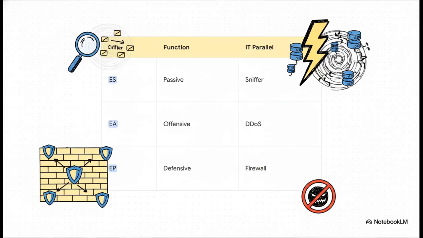So let's just lay it all out. Electronic support is your passive packet sniffer. Electronic attack is your offensive DDoS or spoof, and electronic protection is your defensive firewall. When you see it like this, passive, offensive, defensive, sniffer, DDoS, firewall, the whole thing just clicks, doesn't it?